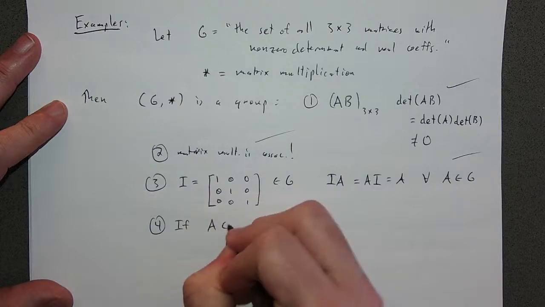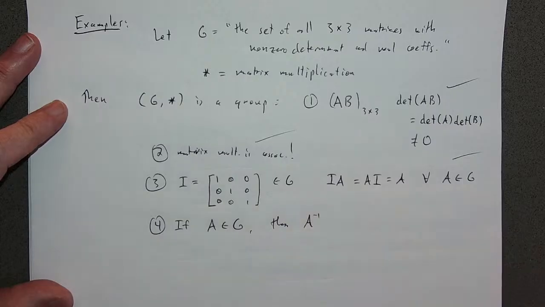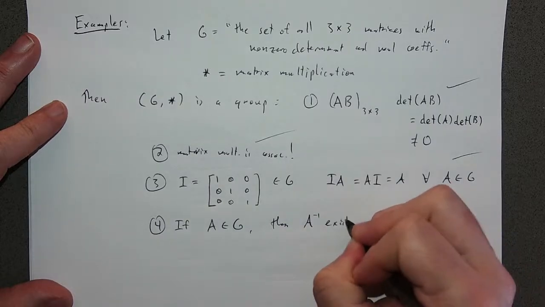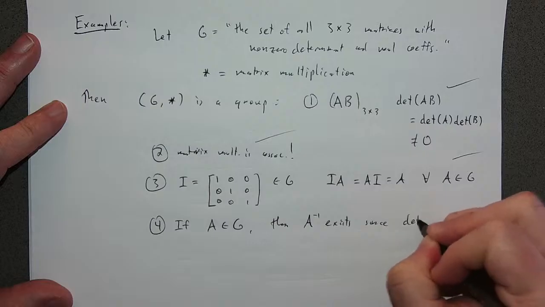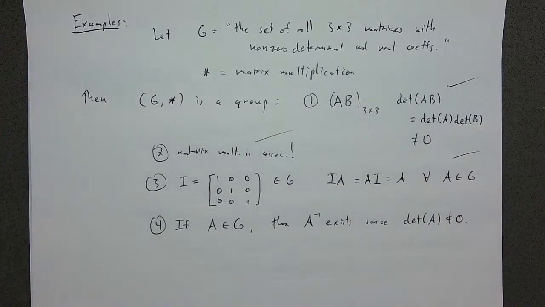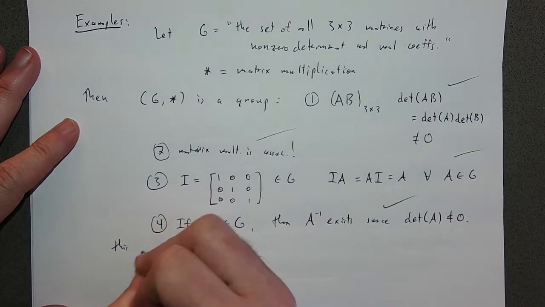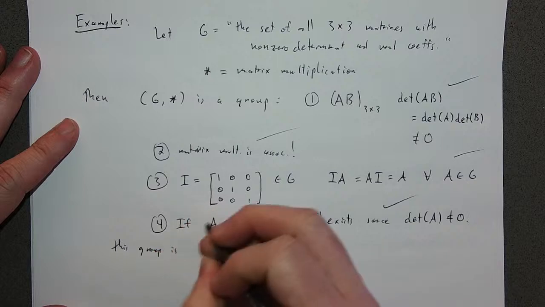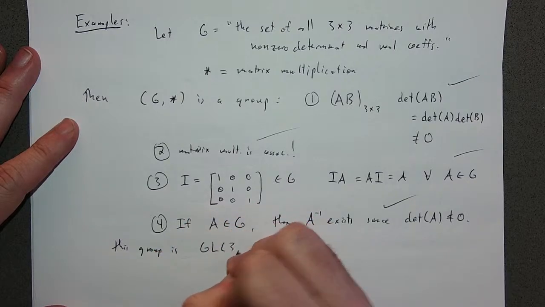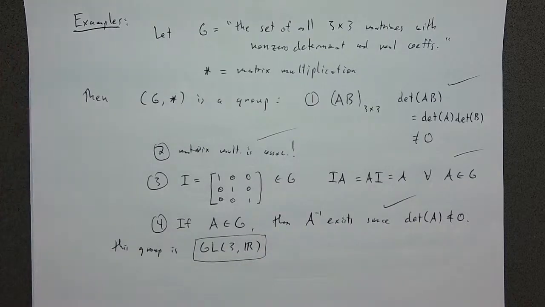If A is in G, then the matrix A inverse exists since A has non-zero determinant. So, yes, this is a group. In fact, this group is called GL3R.